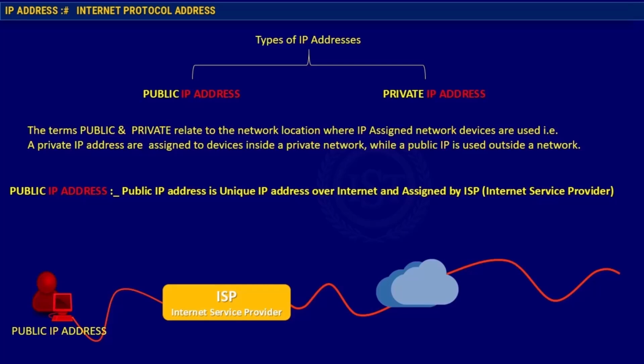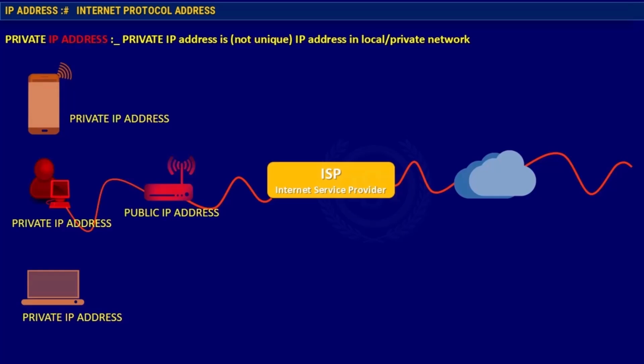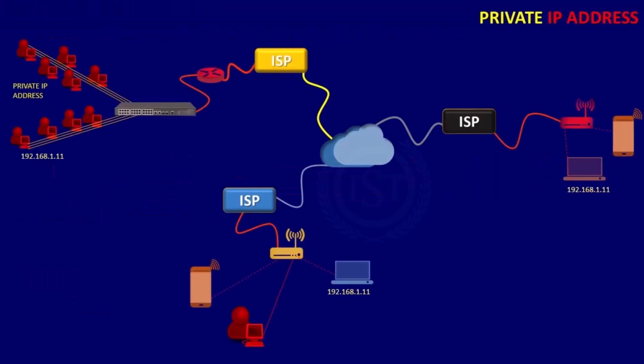So what is a private IP address? As you can see in the slide, a private IP address is not a unique IP address and is assigned in a local network or a private network. When I say it is not unique, say for example I have 192.168.10.1, you may have the same private IP address somewhere on the other side of this globe in a local network or a private network.